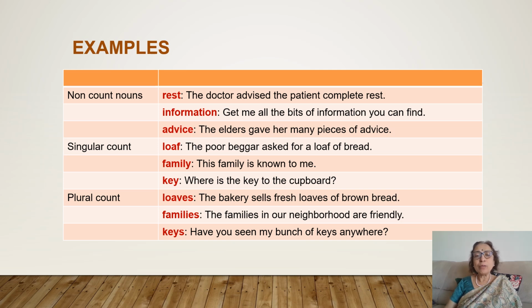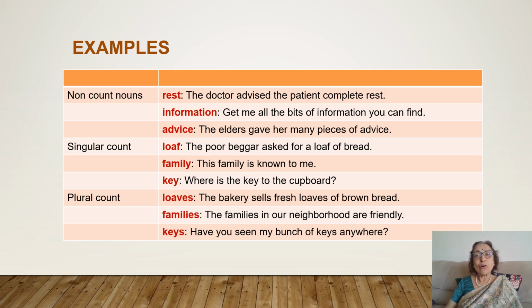Information. Get me all the bits of information you can find. Now you are counting it as bits of information. Difficult to get information. So whatever little information you can get, you get them all to me. So the count noun is bit, bits, not information, informations. Get me all the informations, you cannot say. The elders gave her many pieces of advice. Again, see, piece, pieces is counted. Advice is not counted. You cannot say elders gave her advices, many pieces of advice.